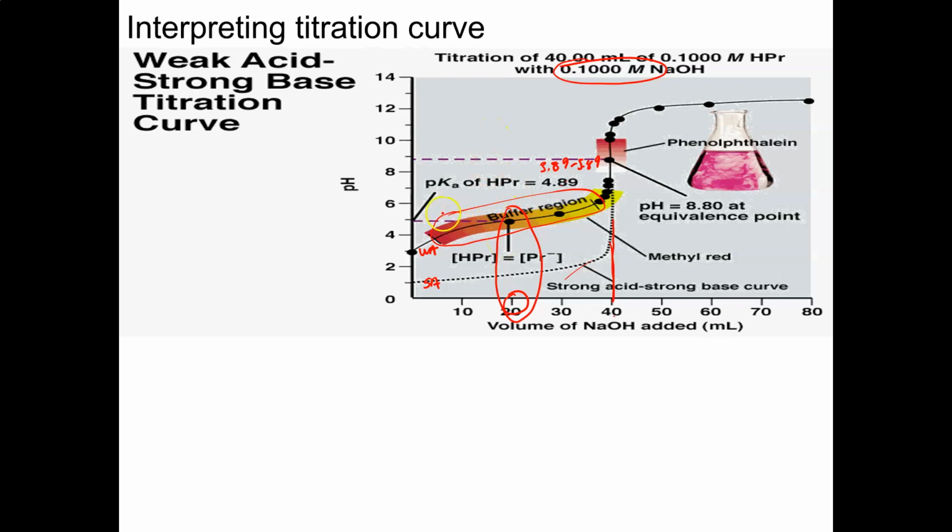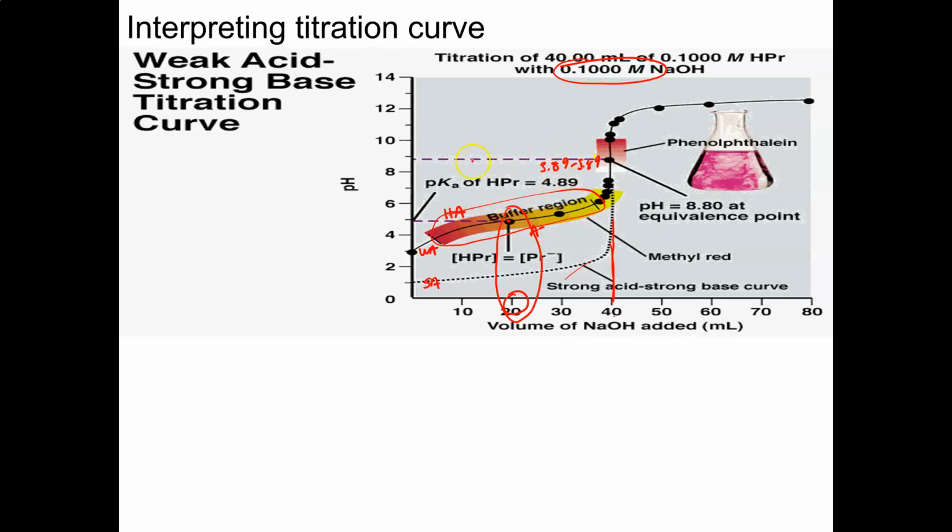Before this point, your HPR, we'll call it HA, it's HPR here, but we'll just do generic. Your weak acid is going to have a higher concentration until you get to this point. Once you get to this point, these are going to be equal to each other. The HA and the A minus are equal to each other. So what's going to be higher concentration-wise beyond this point? A minus, because you've consumed enough HA to make A minus, so now the A minus is going to be larger in quantity.